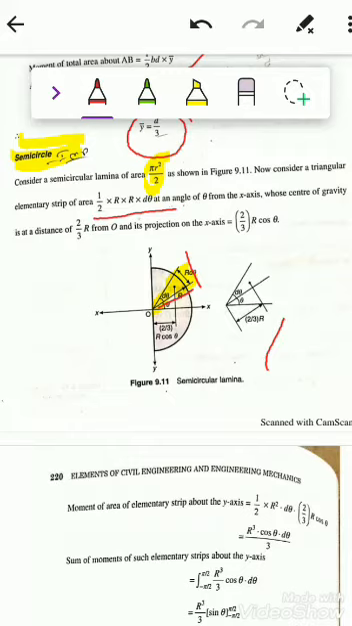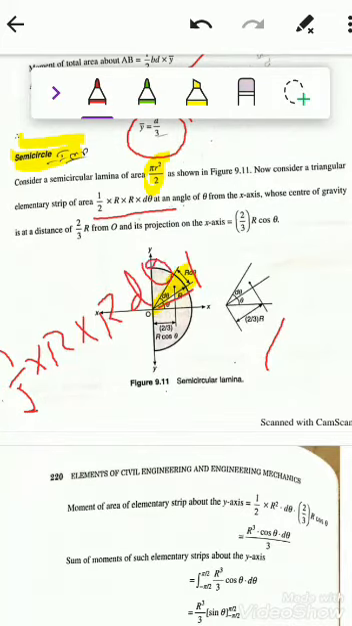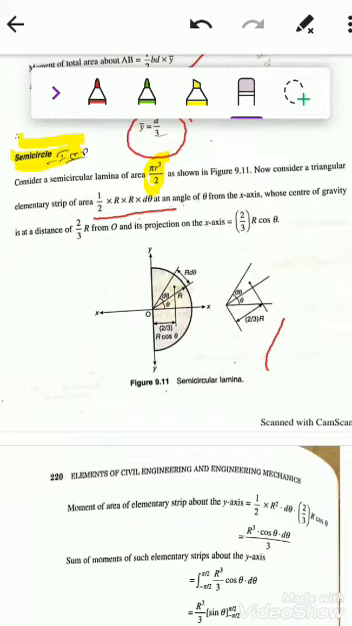Therefore the area of this triangular strip is what? Half into base into height. Base is nothing but r, and this height is r into d theta. Clear? Therefore the area of the elementary strip is equal to half into r into r d theta, and this elementary strip makes an angle theta with respect to the x-axis.